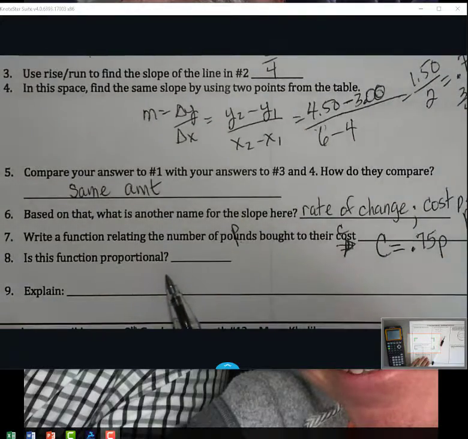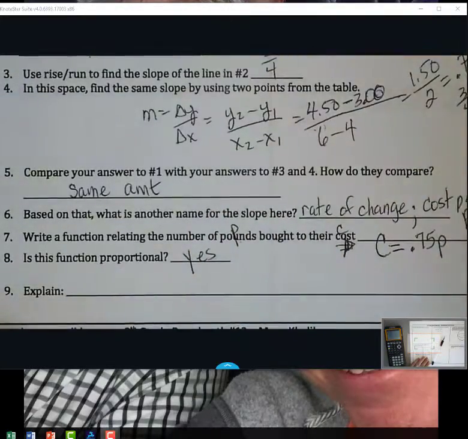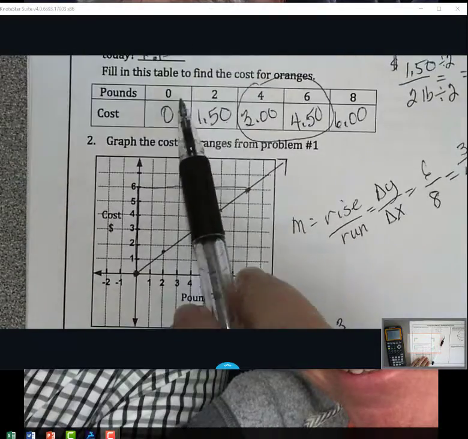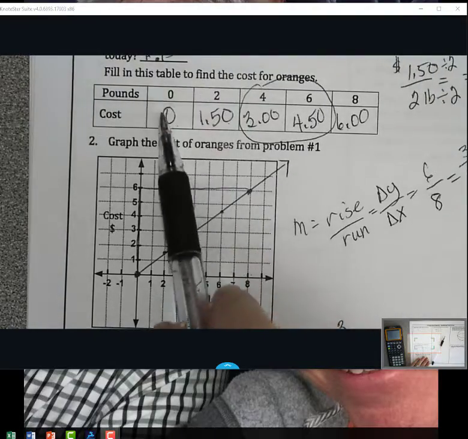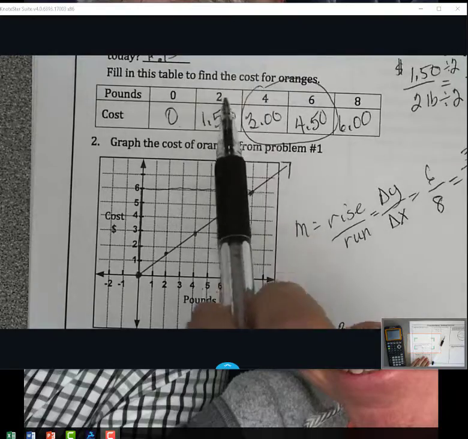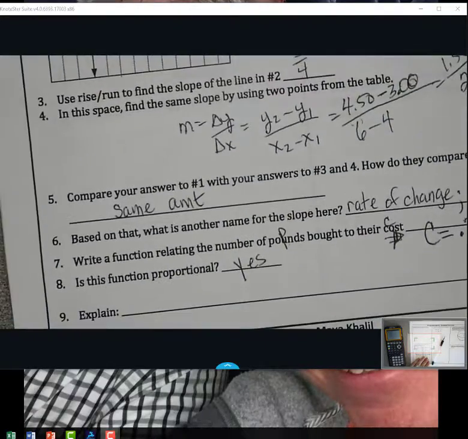Is this function proportional? Yes. The reason why it's proportional is that there is the same proportion between each of the set of points. So if I figured out this slope, this would be 3/4. If I figured out this slope, it would be 3/4, 3/4, etc. So it's the same proportion.